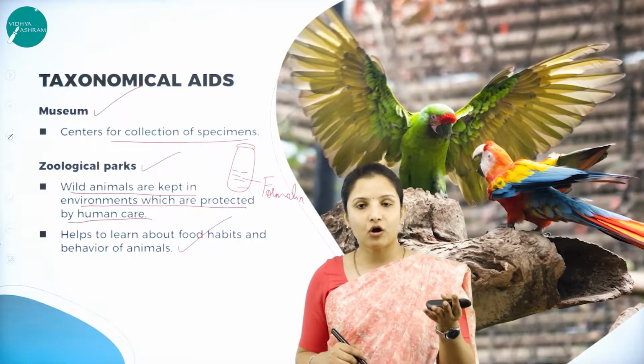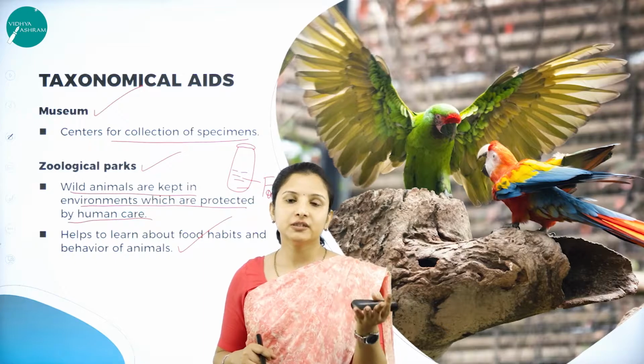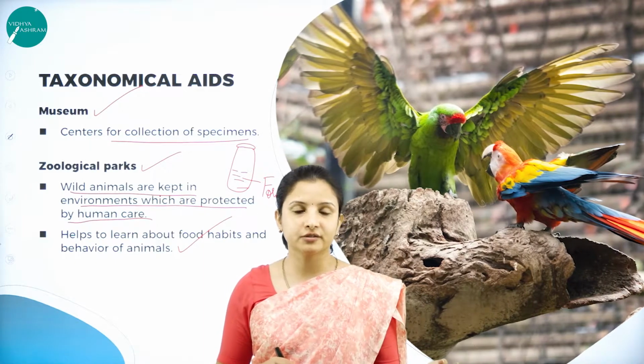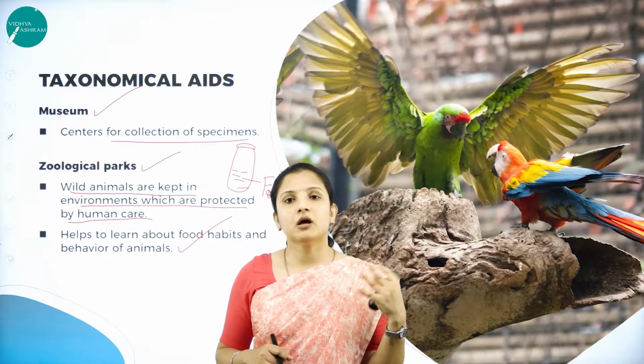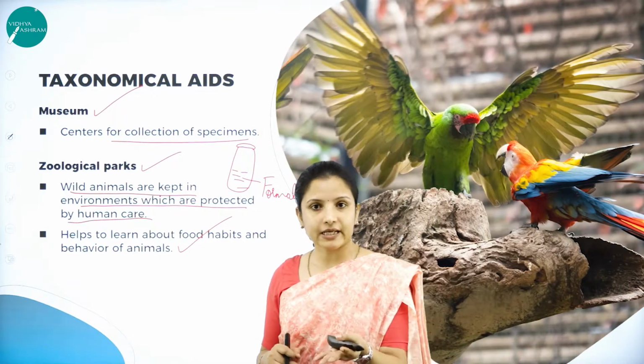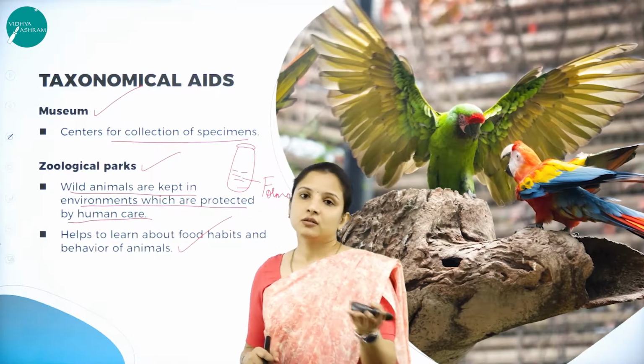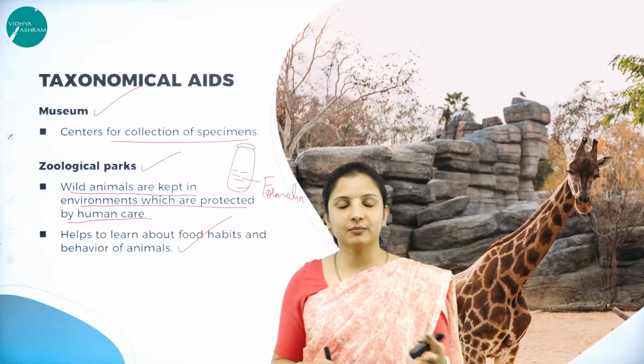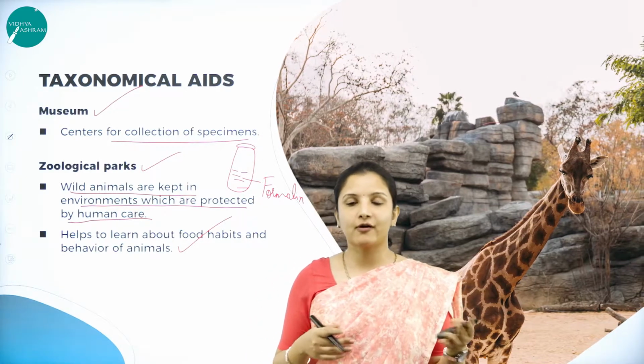Say for example, ostrich. Can you visit an African country to see an ostrich? No, right? But you would love to see an ostrich rather than looking at a TV. You would love to see it live. So you can visit the zoological park where you can see different animals, giraffe, all that.